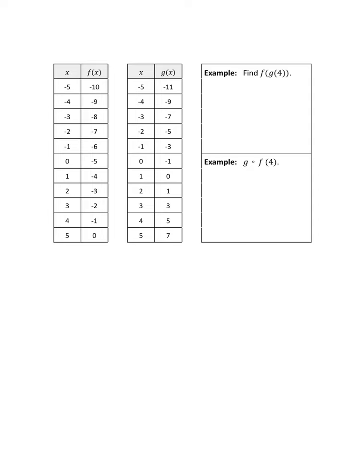Okay, so this time it says that we're going to find f of g of 4. So we're going to start on the inside. So I'm going to start with g of 4. I'm going to go to the g of x table, which is right here. I'm going to look for 4 as an input, which is right here, and I'm going to follow it across to determine what the output is. So g of 4 is equal to 5.